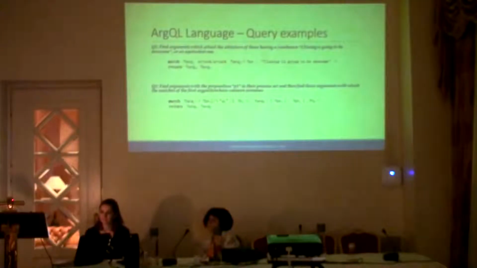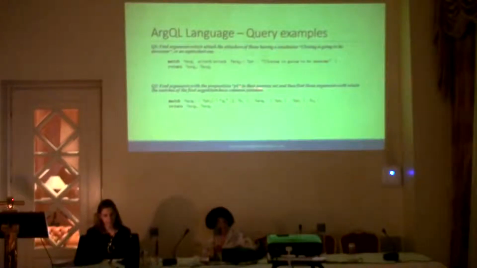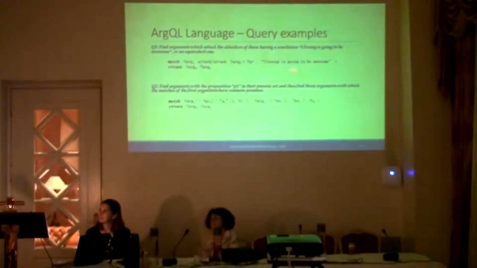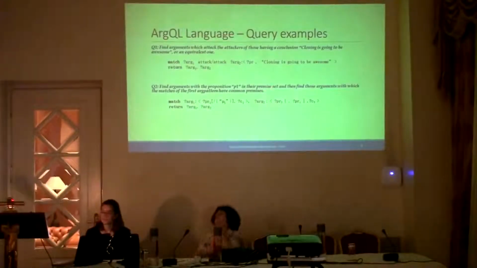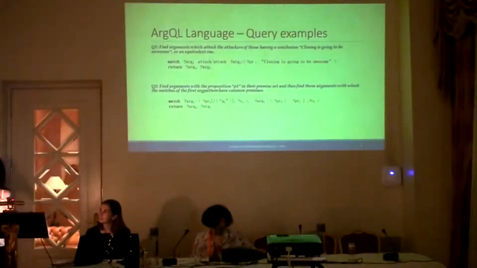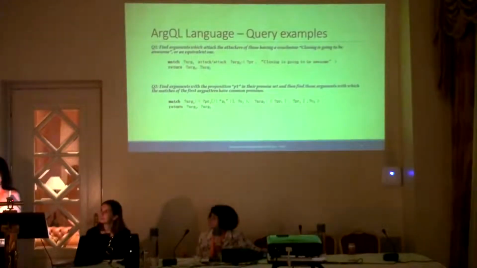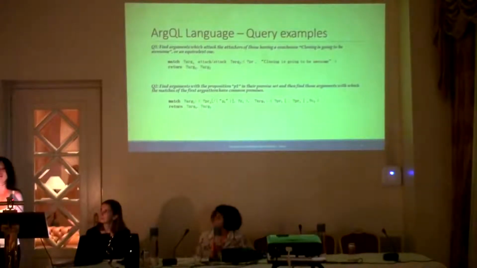So, representative examples of our queries are these. Our language is able to answer queries like find arguments which attack the attackers of those that have a conclusion, this one, which is expressed like this, or find arguments which have commonalities in their internal structure, for example, the verb set. And this is how we express this in ArgQL. We have formally defined the language and the semantics, and we have suggested a methodology for the execution, and for more details you can ask me at the poster.